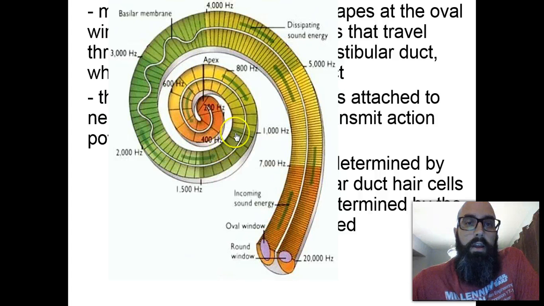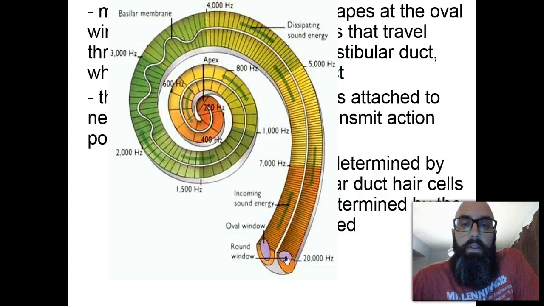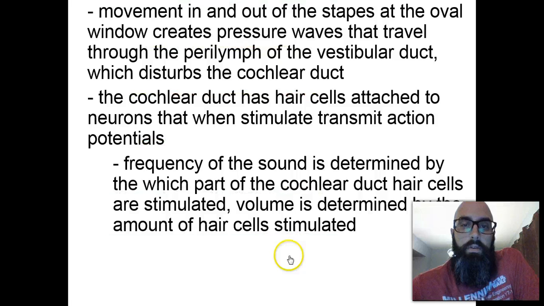And as it gets higher and higher, it actually travels further and further, disturbing more and more at a higher frequency or hertz, 4,000, 5,000, all the way up to the maximum value of 20,000 hertz, which is typically the high value of human hearing. All the pressure waves in the perilymph that are generated here can be relieved through what is called the round window.